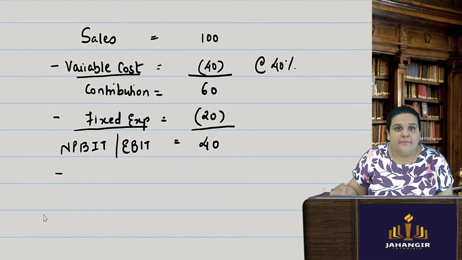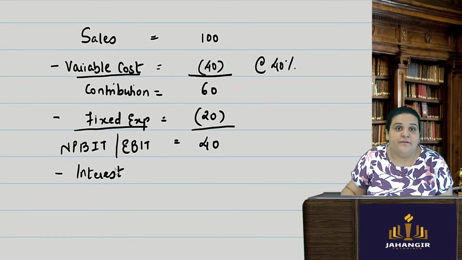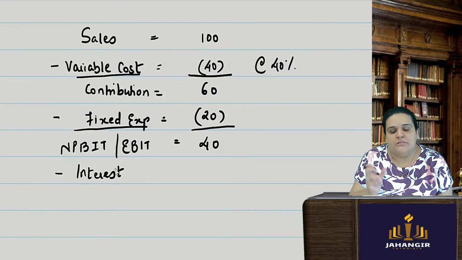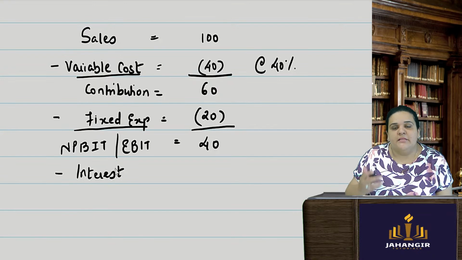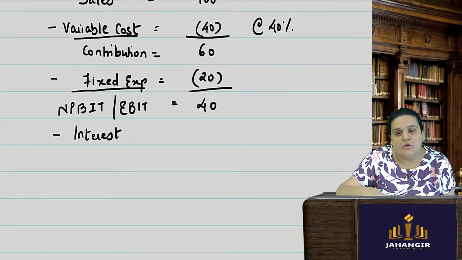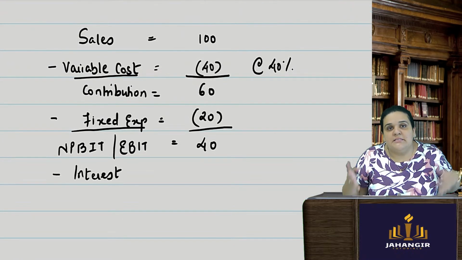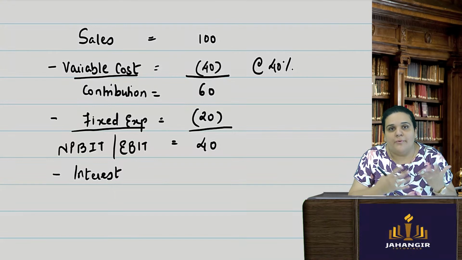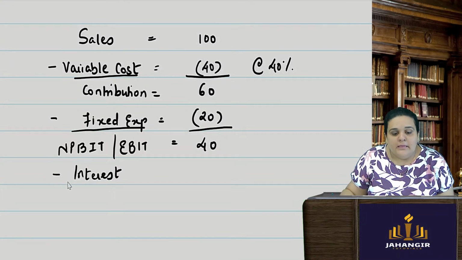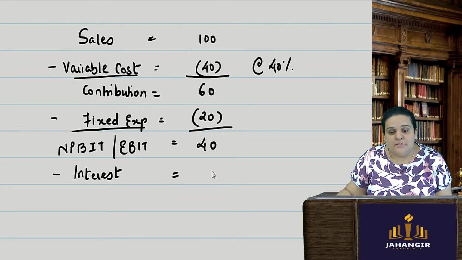Now obviously there can be certain loans taken, so there can be an interest factor, a finance cost which is involved. There is an operational cost, yes. Now there can be a financial cost. These variable costs and fixed expenses are all operational costs, required for doing our operational activity. Interest is a finance cost. Say I am paying an interest of 10 rupees.